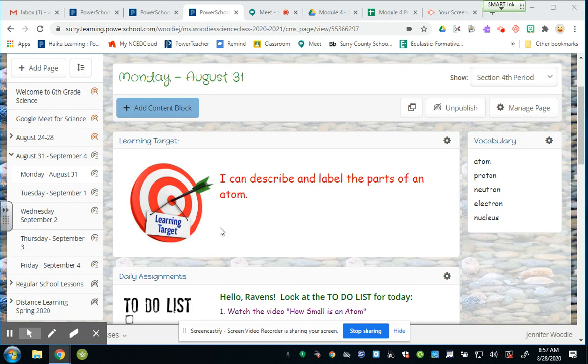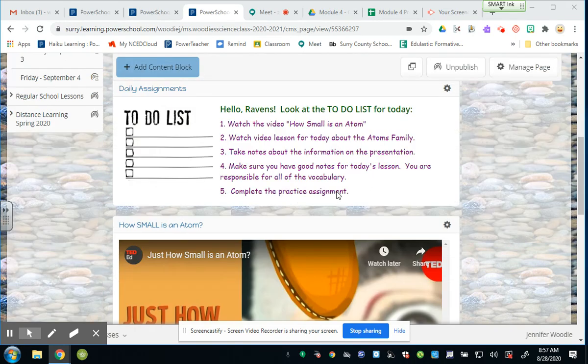You will actually need to make sure you take notes today, and I would suggest that you put your target in. So today's learning target is I can describe and label the parts of an atom. You are responsible for the vocabulary: atom, proton, neutron, electron, and nucleus.